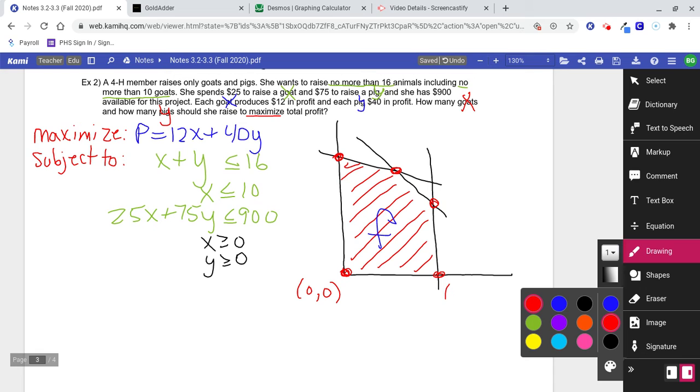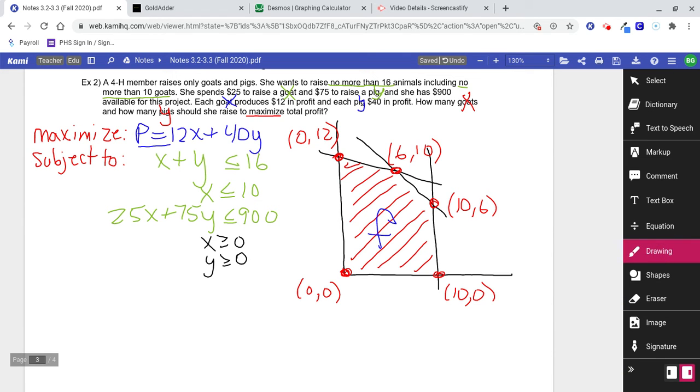Zero, zero, 10, 0, 10, 6, 6, 10, 0, 12. Okay. So since we are maximizing, the last step is finally to look at that equation. One common mistake that people will make is they'll try to graph that, or they'll try to do something with that before it's ready, okay? I'm not ready for that equation until I get all the corners, and then I can plug in.